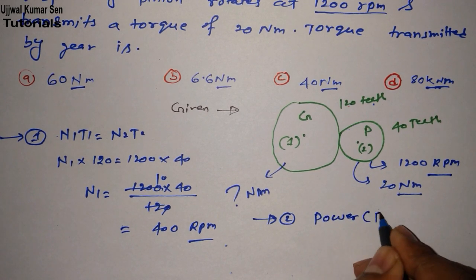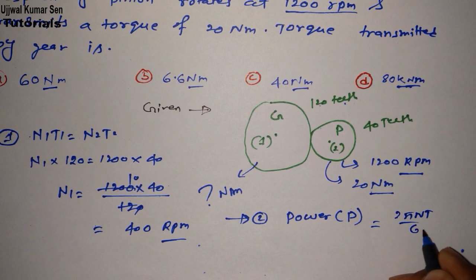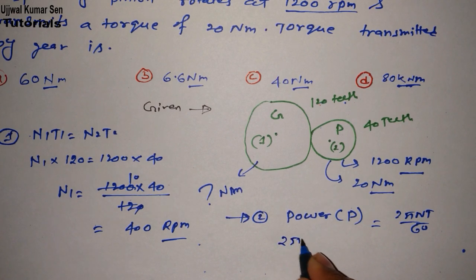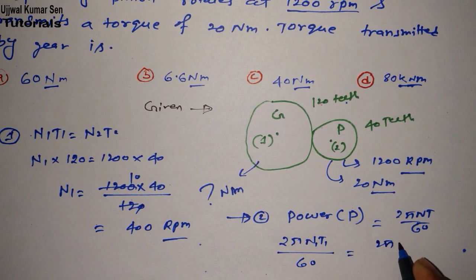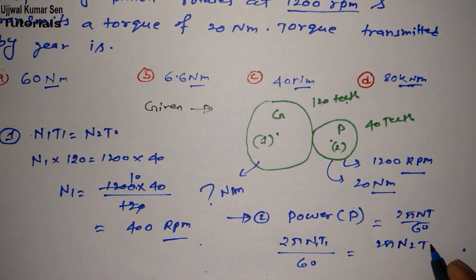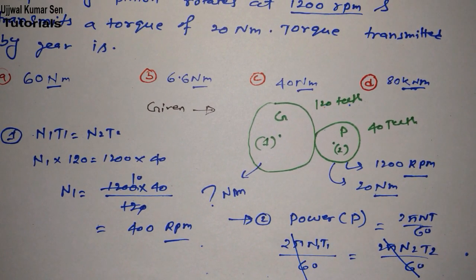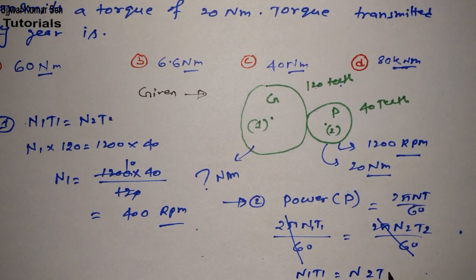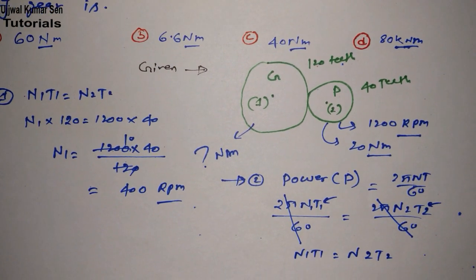Let's say power we are denoting by P. P is equal to 2 pi nT by 60. So we can say that power for gear 1 is equal to power for the pinion 2, so these terms will get cancelled. What we got basically is N1 T1 is equal to N2 T2. But this T is torque, not number of teeth.